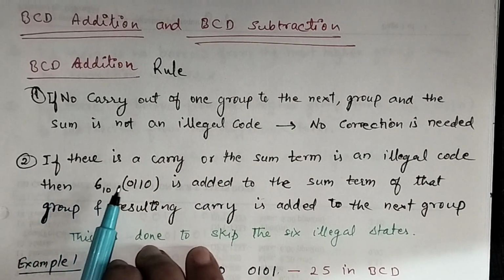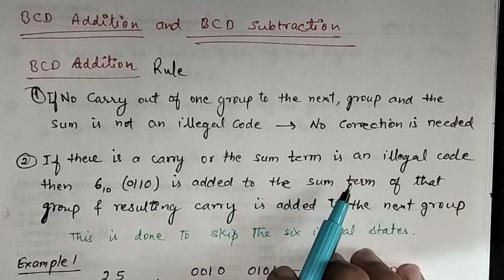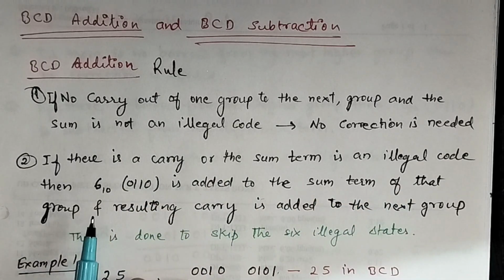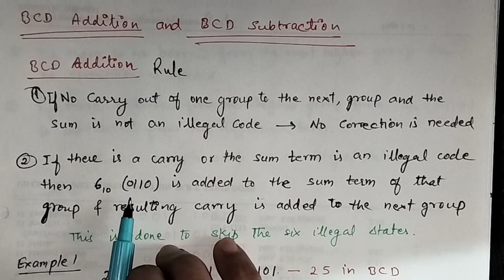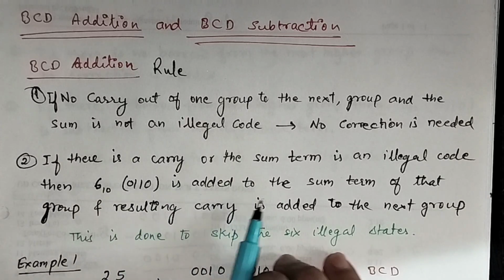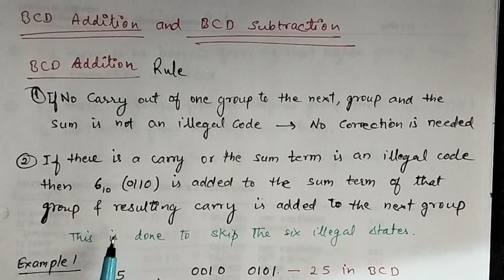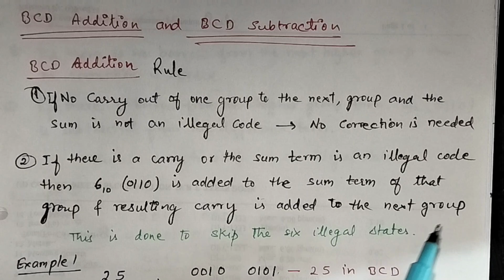The second rule is, if there is any carry or the sum term is an illegal code, then 6 is added, meaning 0110 is added to the sum term of that group, and the resulting carry is added to the next group. This is done to skip the 6 illegal states.